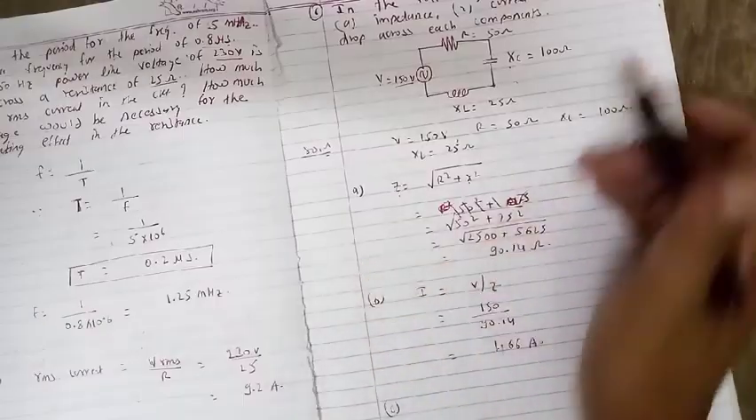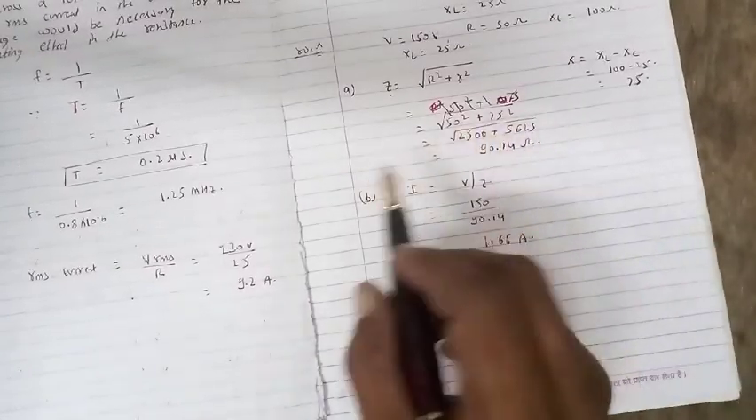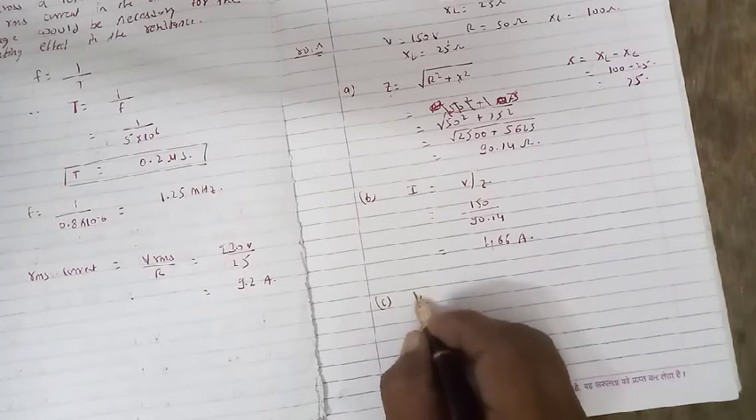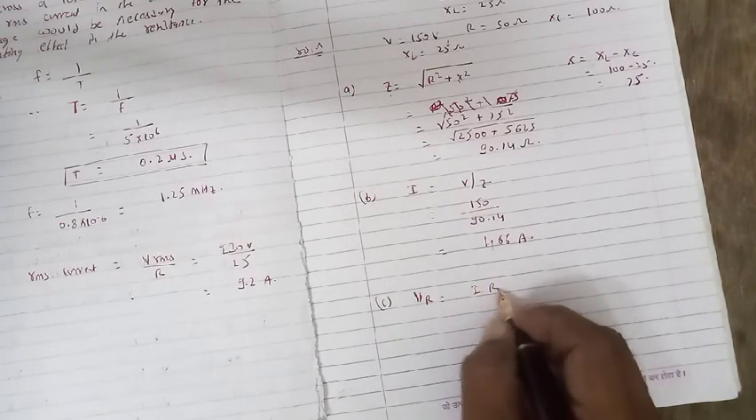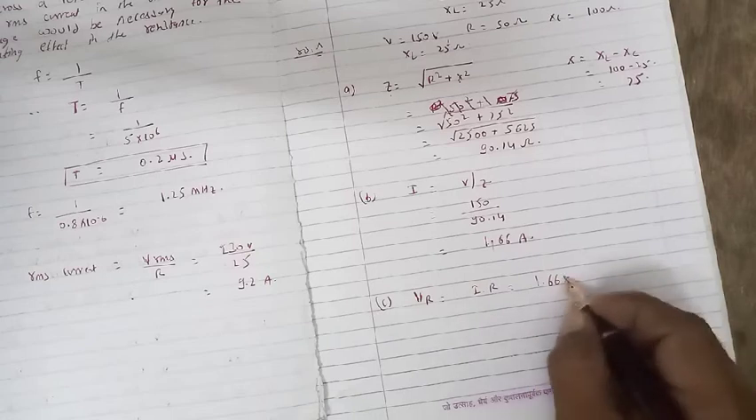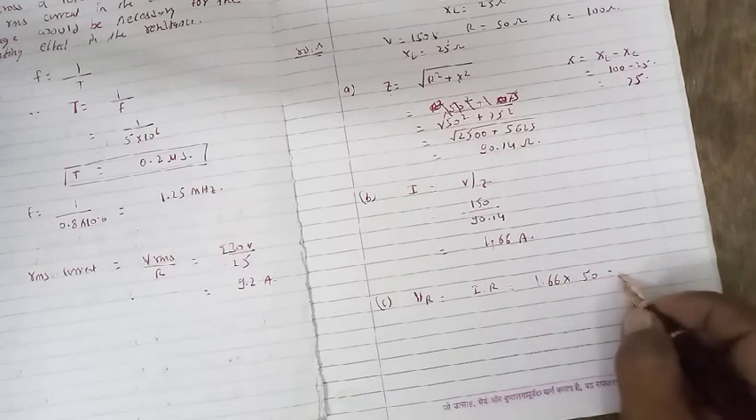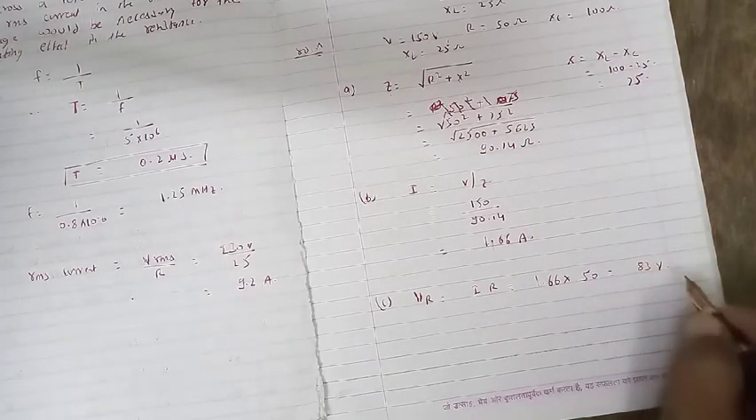Okay, then part C is the voltage drop across each component. Each component is nothing but XL, XC and R. First, VR is equal to I into R. What is the value of I? It is 1.66 multiplied by the value of R, which is 50. So multiplied by 50, you will get 83 volt.